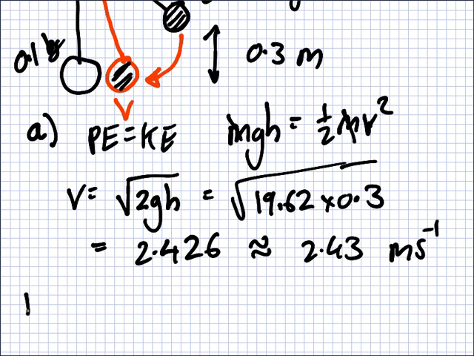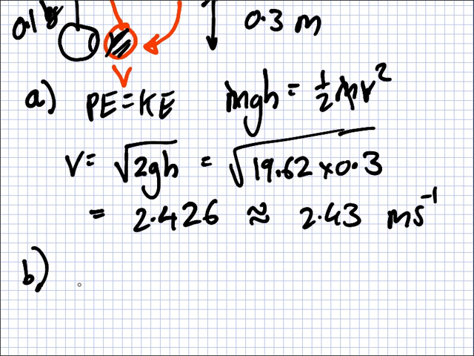B. What is the speed of the two masses after the collision? So now these two collide and they stick together. There might be some glue here that causes them to stick together. What rule do we need now? Conservation of momentum.